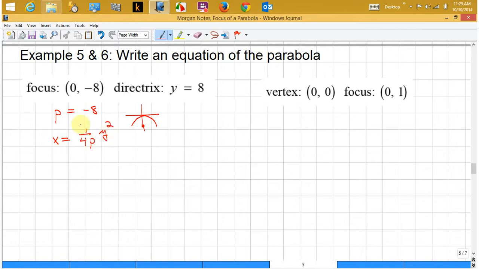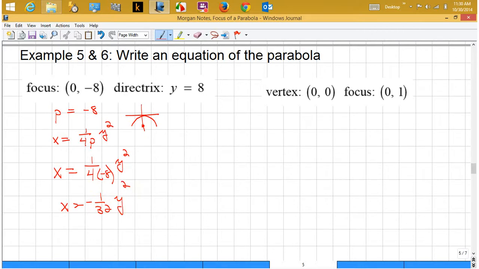And I know the value of p. P is a negative 8. So this will be x is equal to 1 all over 4, now p is a negative 8, y squared. X is equal to a negative 1 over 32 y squared.